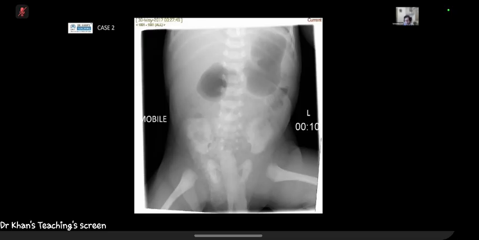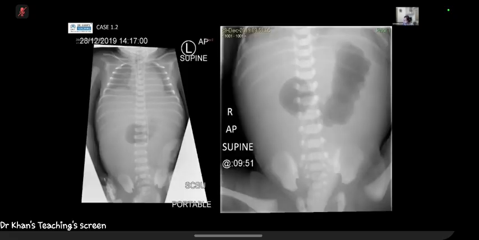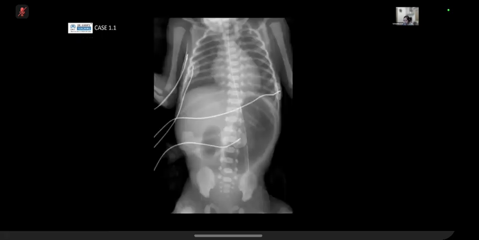Okay. Well, okay. So good attempt. Well done. So essentially what I'm going to show you is the difference here. I'll show you this again, but we'll just go back and forth. So well done. The first one's a classic double bubble. As I said earlier, if it's a classic double bubble, it's complete duodenal atresia, not jejunal.